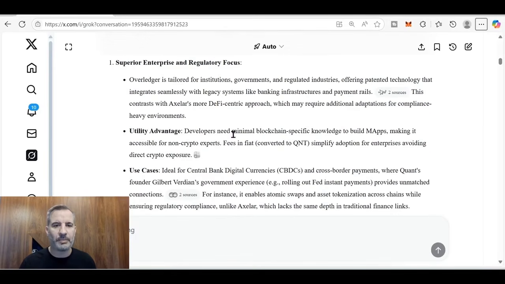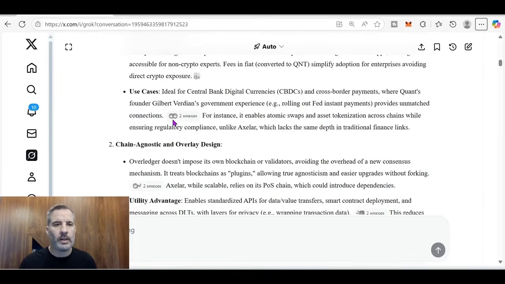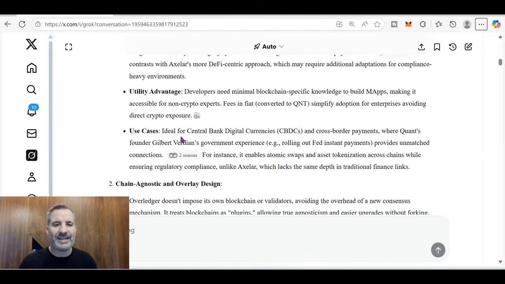Utility advantage: developers need minimal blockchain-specific knowledge to build multi-chain applications, MApps, making it accessible for non-crypto experts. Fees in fiat converted to QNT simplify adoption for enterprises, avoiding direct crypto exposure. So, use cases. Again, this is ideal for central bank digital currencies and cross-border payments. Cross-border payments, my friend, right now is 10 to 20 trillion per day.